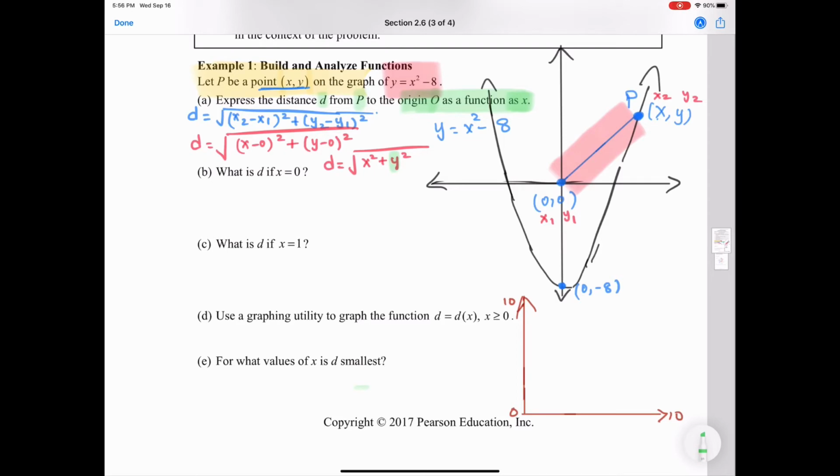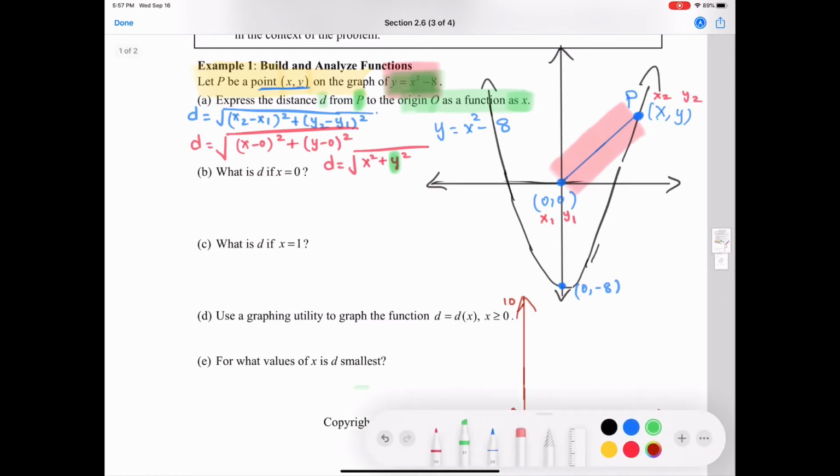Okay, we can solve this issue because of the information given in this problem that this point P is on this graph. Since this point P is sitting on this graph, for every value of x, to find the corresponding y value, I can use this equation. So instead of having this y, I can replace it by x squared minus 8.